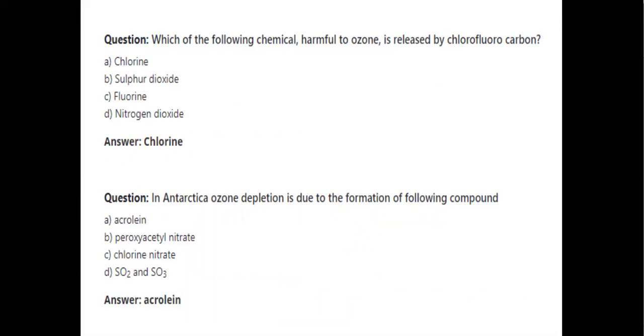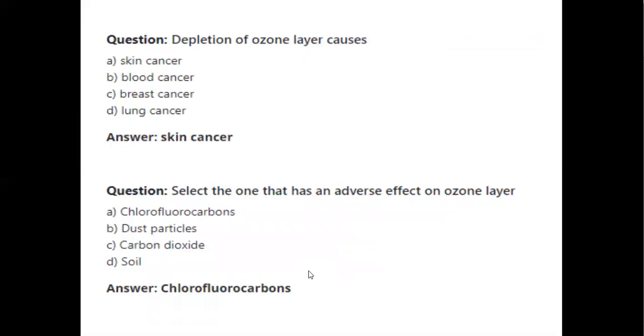Which of the following chemicals harmful to ozone is released by chlorofluorocarbon? Chlorine, sulfur dioxide, fluorine, nitrogen oxide. Here chlorine is harmful, so option A is your right answer. In Antarctica, ozone depletion is due to formation of the following compounds: acrolein, peroxyacetyl nitrate, chlorine nitrate, and SO2 and SO3. The answer is acrolein. In Antarctica, ozone depletion is due to the formation of acrolein.